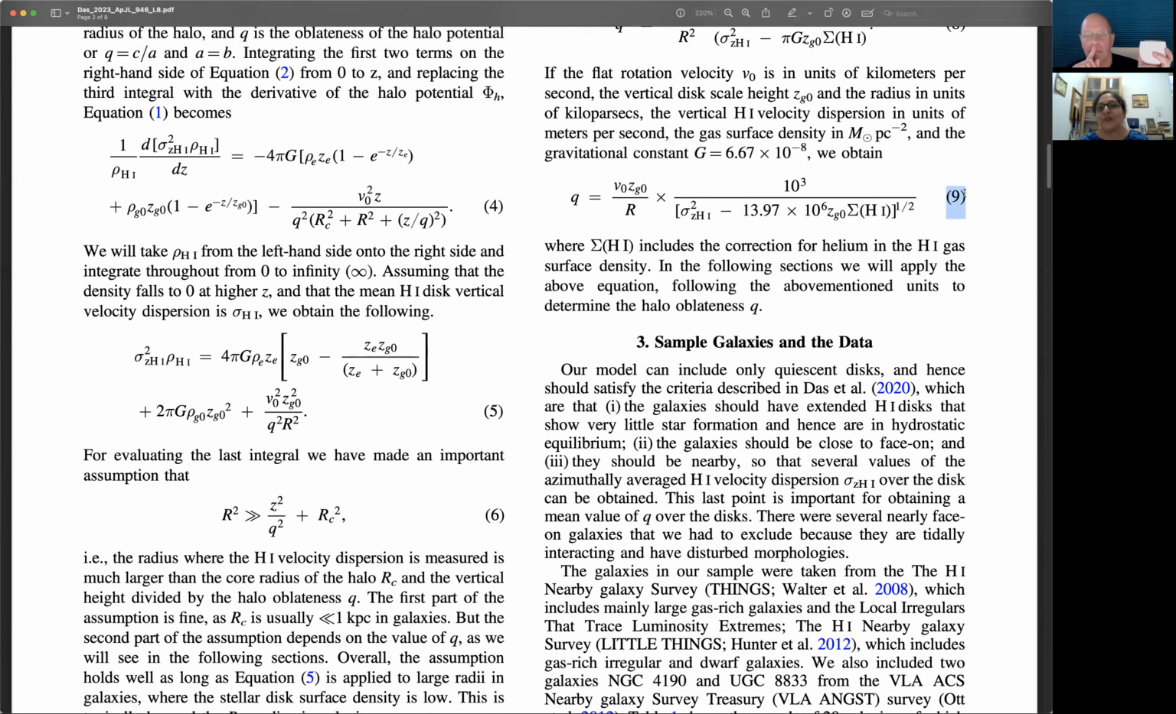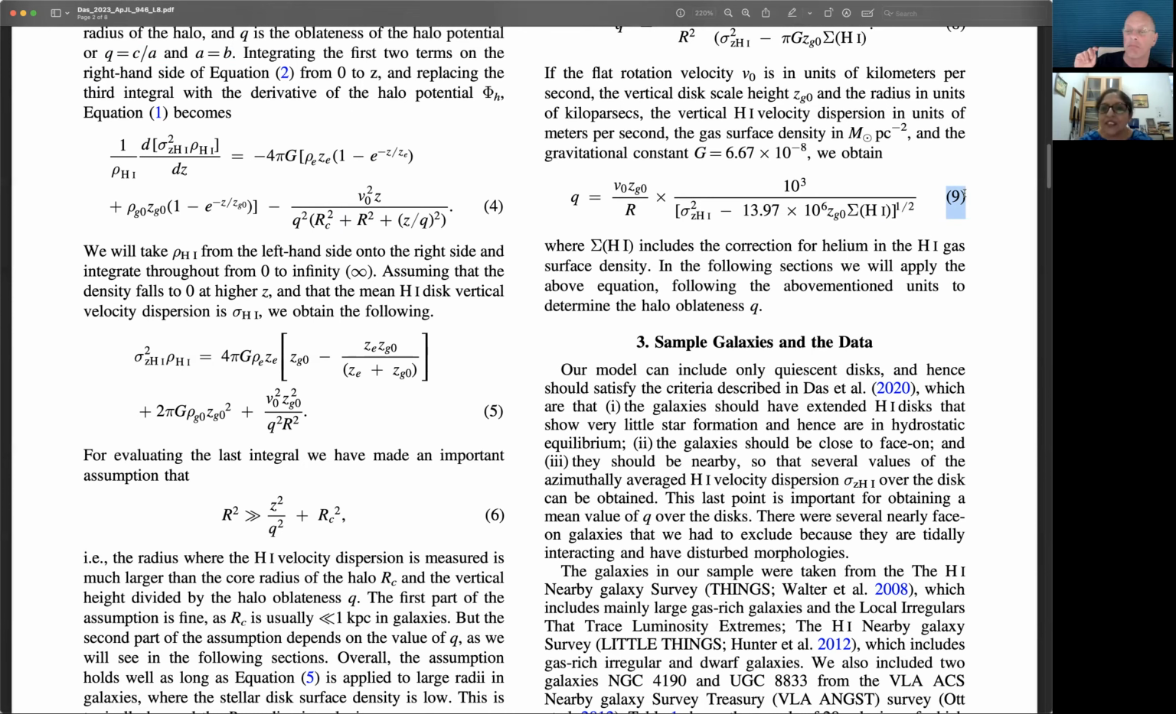If we want to determine the q factor, the oblateness of halos, what we need is velocity dispersion from the neutral hydrogen maps, and we need the surface density of neutral hydrogen. And all the corrections have been put in, so this is fine.